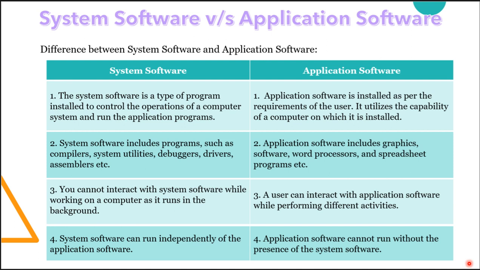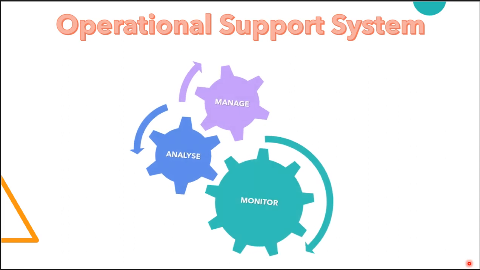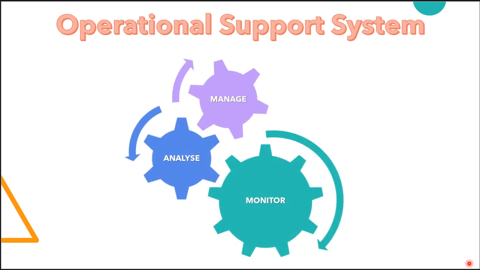Now let's go ahead with the next topic, that is operational support system. The operational support system is a special type of software installed by a communication service provider to operate, monitor, analyze and manage a computer or telephone network system on the client's computer. Operational support system software is specifically dedicated to telecommunication service providers and mainly used for supporting network processes to maintain network inventory, configure network components, service and manage faults.